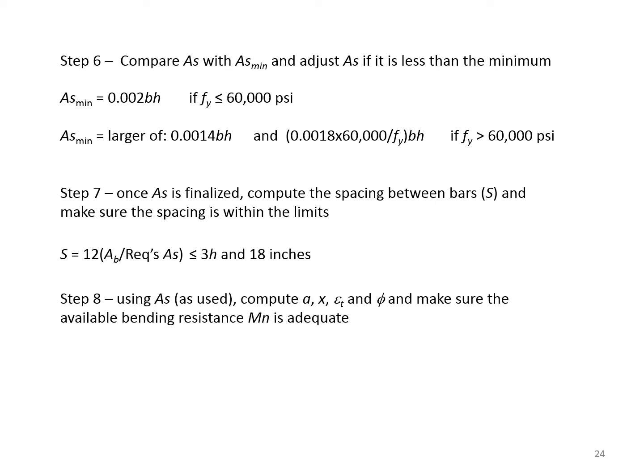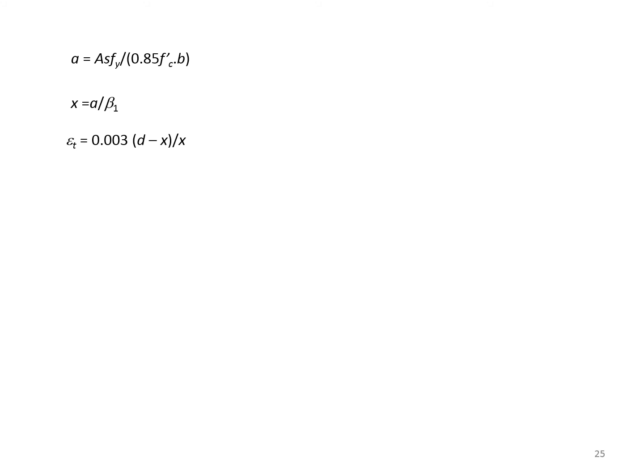Step 8. Using As used, compute a, x, epsilon t, and phi, and make sure the available bending resistance phi Mn is adequate. The sequence of equations is given in the next slide. The equations for a, x, and epsilon t. Nominal resistance Mn is As fy (d minus a over 2), and the factored resistance phi Mn has to be larger than Mu.